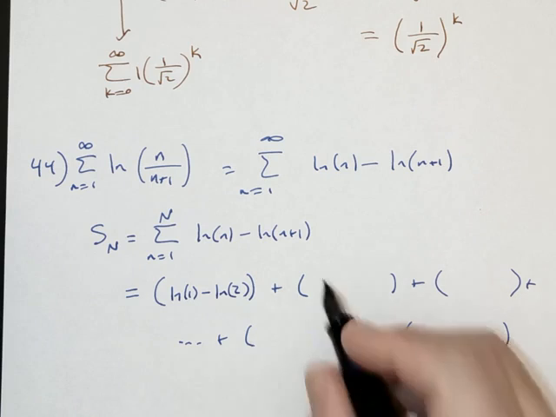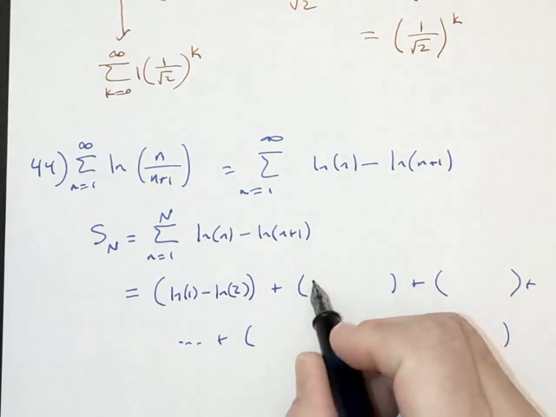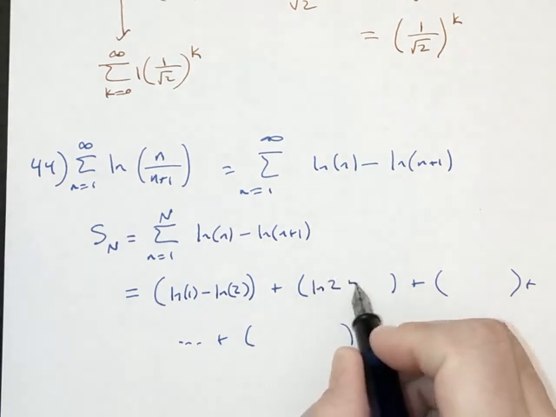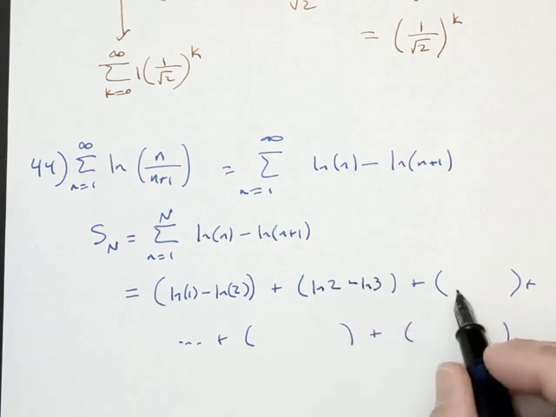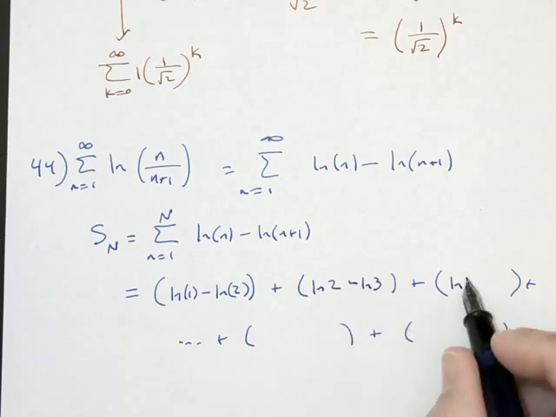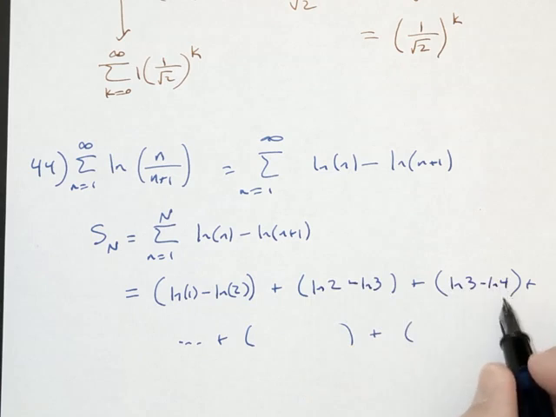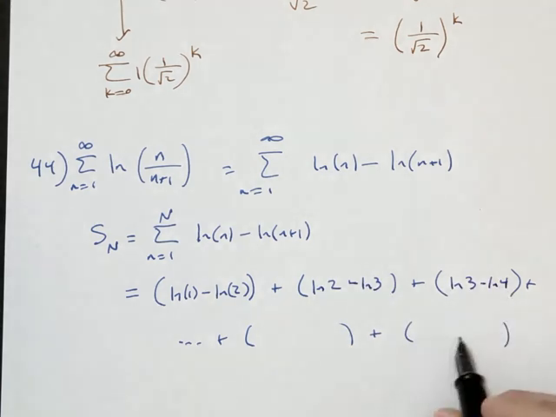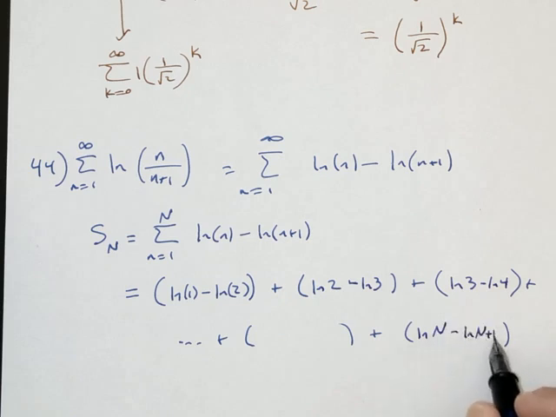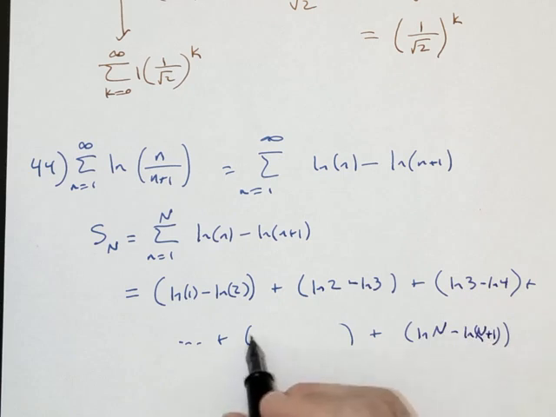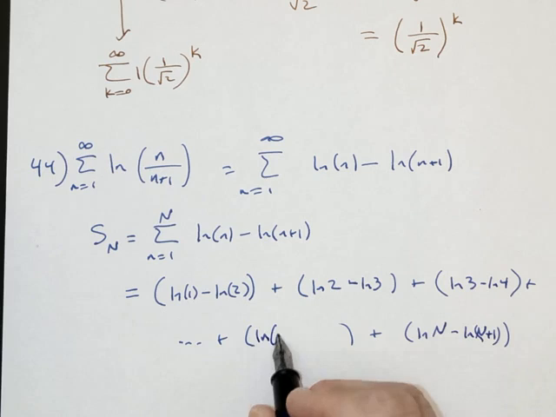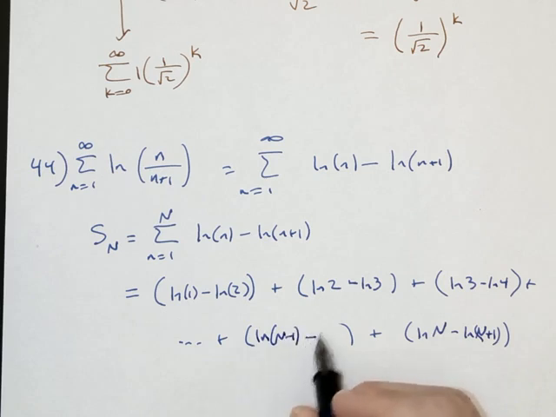What's in the next set of parentheses? The ln of 2 minus ln of 3. Keep going. And ln of 3 minus ln of 4. Now, the last one should be ln of capital N minus ln of capital N plus 1, right? And the one before that, this would be ln of n minus 1 and ln of n.